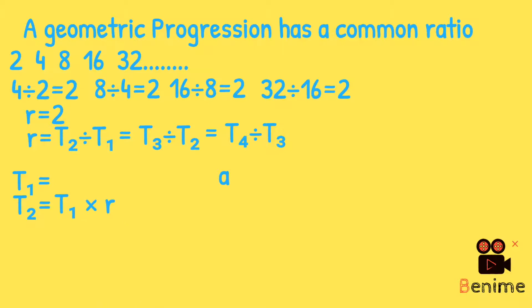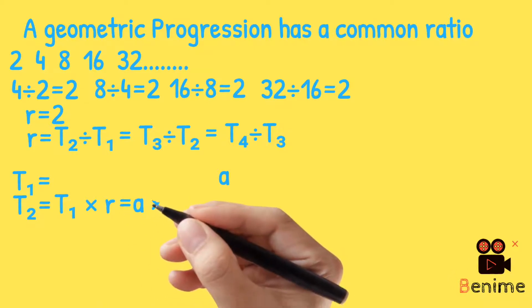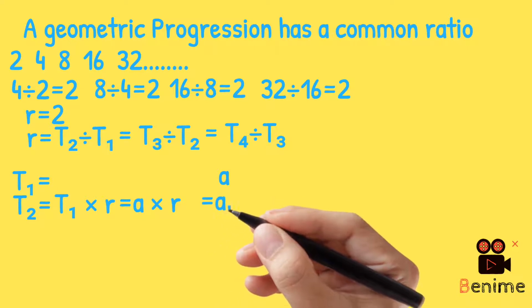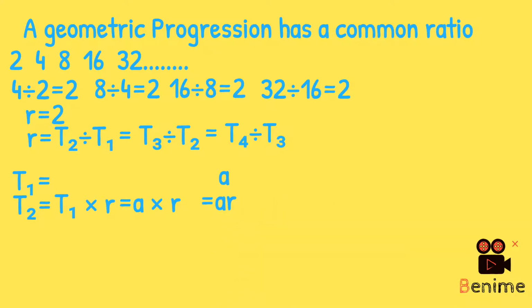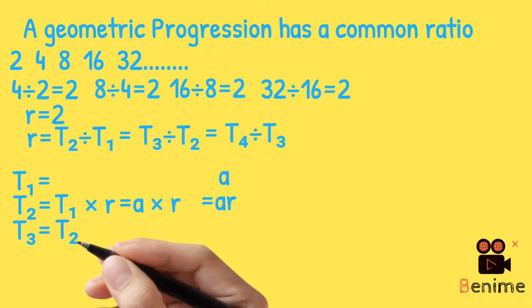T1 times R will give you A times R, because T1 itself is A. That is, the first term is A. So A times R will give you AR. So T2 is equal to AR. Now if you want to get T3, multiply T2 by R.